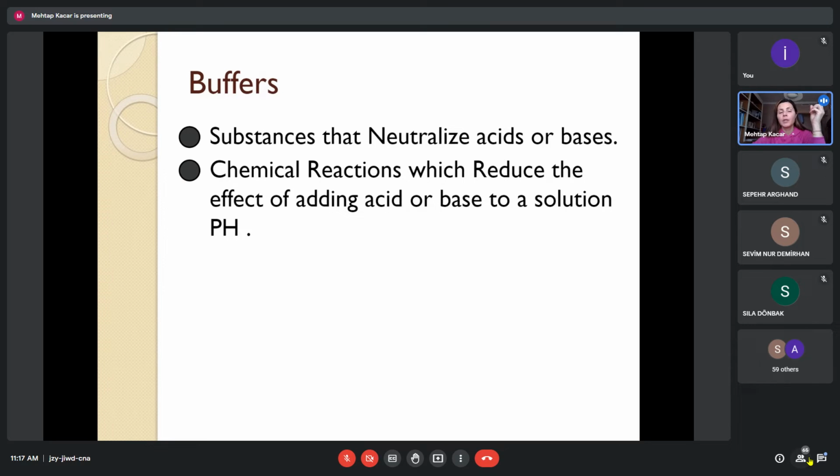What do buffers mean? Buffers are specialized substances that neutralize acids or bases, and chemical reactions which reduce the effect of adding acid or base to a solution of pH are generated by the presence of a buffer system.